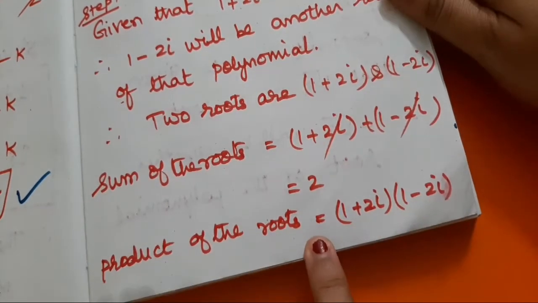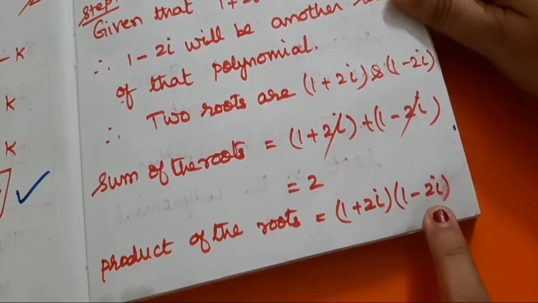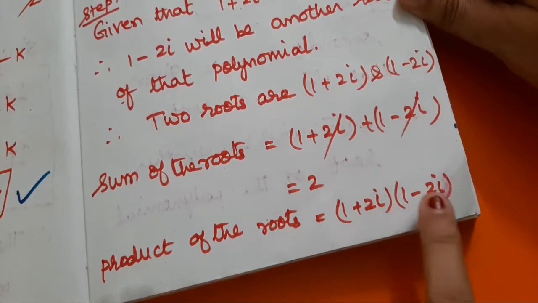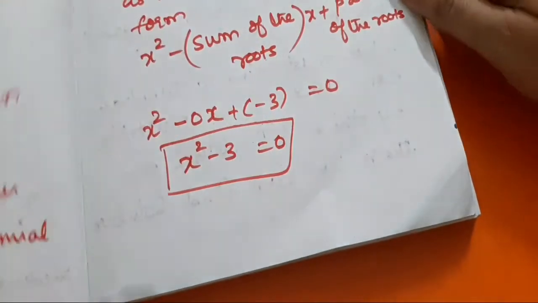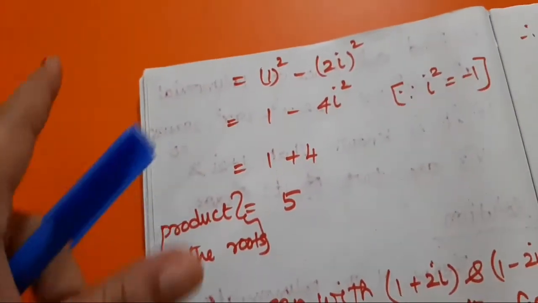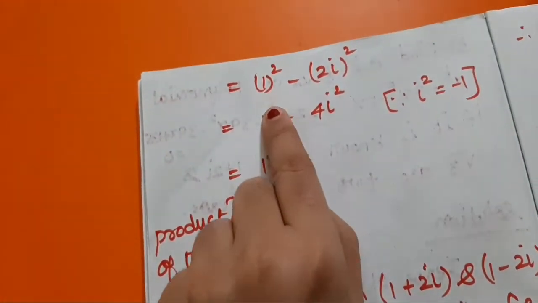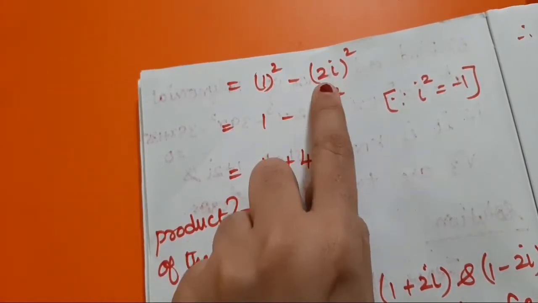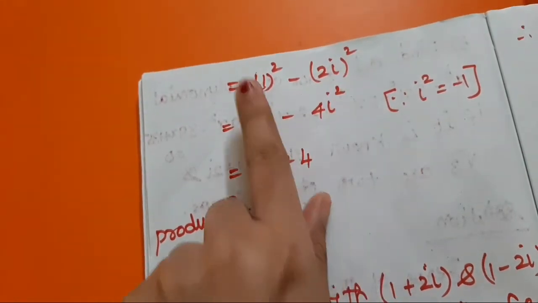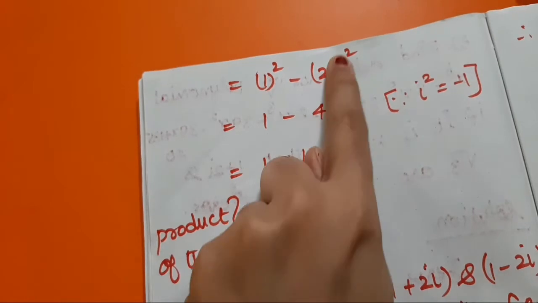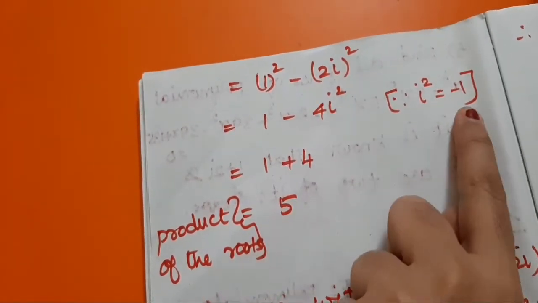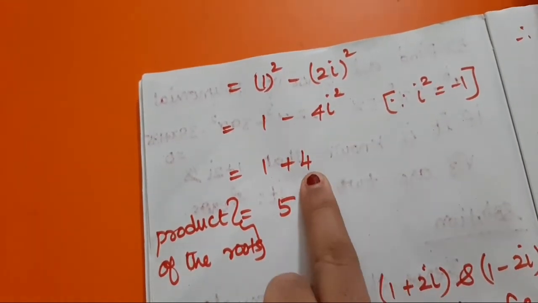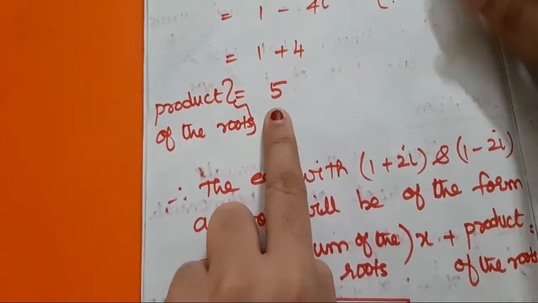Now, product of the roots is nothing but the first root multiplied by the second root, that is 1 plus 2i into 1 minus 2i. So, this is in the form of a plus b into a minus b. What is a plus b into a minus b? a square minus b square. That is, in the place of a you have 1, in the place of b you have 2i. So, b square means 2i whole square. 1 square is 1, 2 2s are 4, i square. Since i square is minus 1, I can replace minus 1 here. Already I have one minus, so minus into minus is plus 4. So, product of the roots is equal to 5.